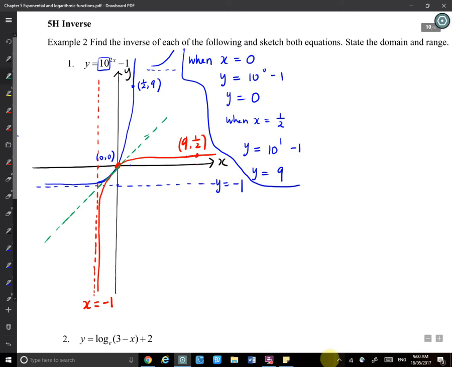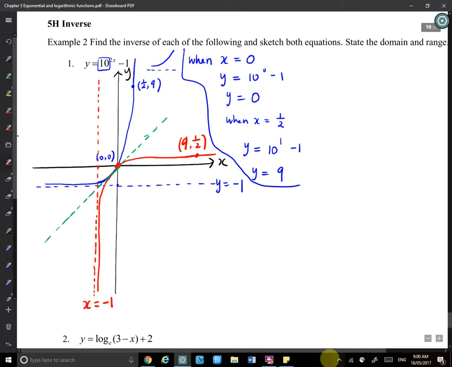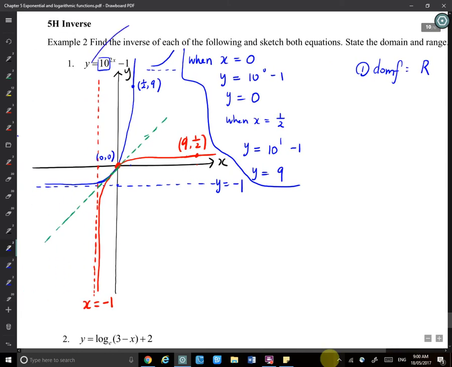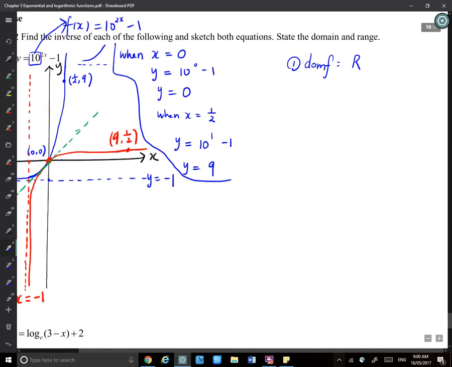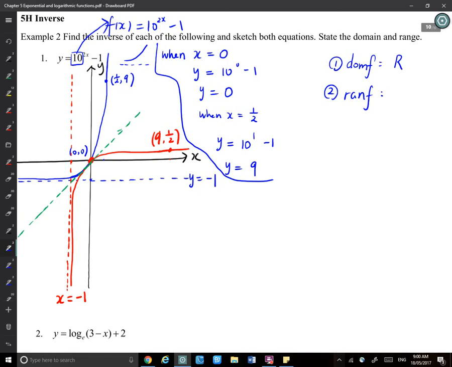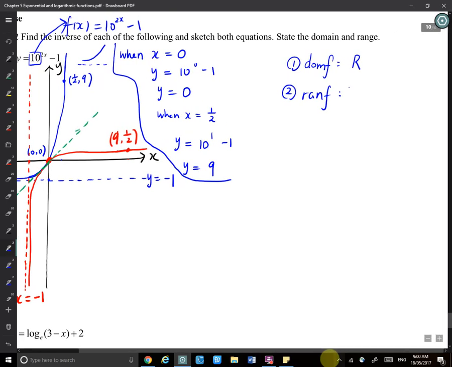So let's find the inverse. As I said before, step number 1, state the domain for the function f. The domain of the function f will be R. For this exponential, let's say f(x) equals 10 to the x minus 1, the domain is R. Step number 2, the range for this f. What's the range for the exponential? -1 to infinity.